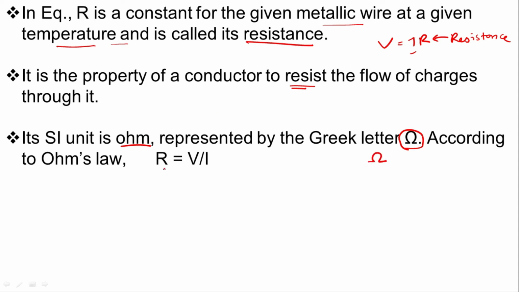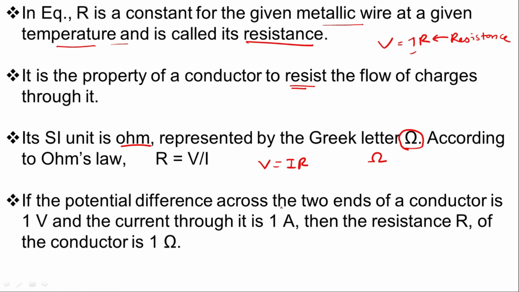And according to Ohm's law, V is equal to IR. If we make R the subject, we can write R is equal to V by I. So resistance is the ratio of the voltage across the ends of the metallic wire to the current passing through it. If the potential difference across the two ends of a conductor is 1 volt and the current through it is 1 ampere, then the resistance R of the conductor is 1 ohm.